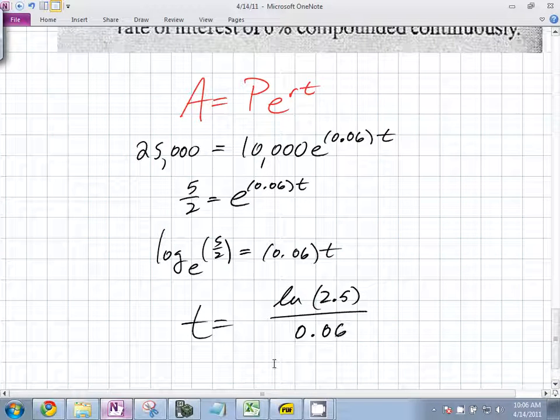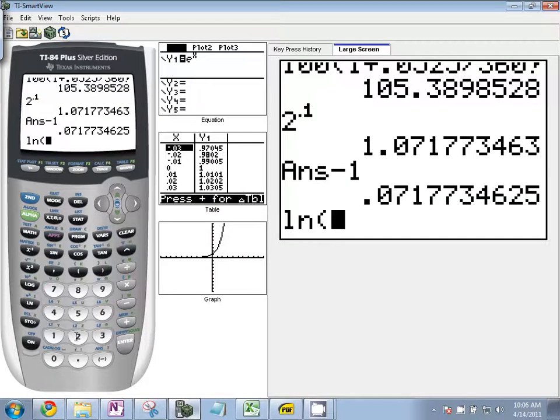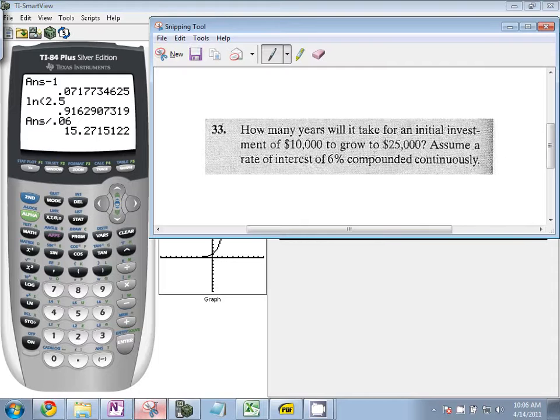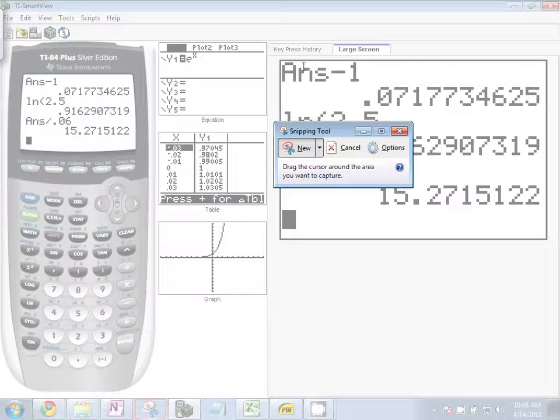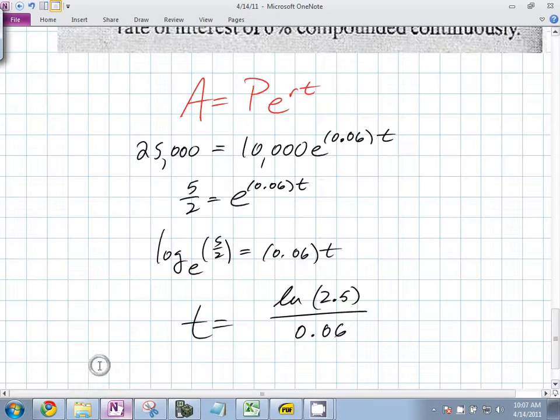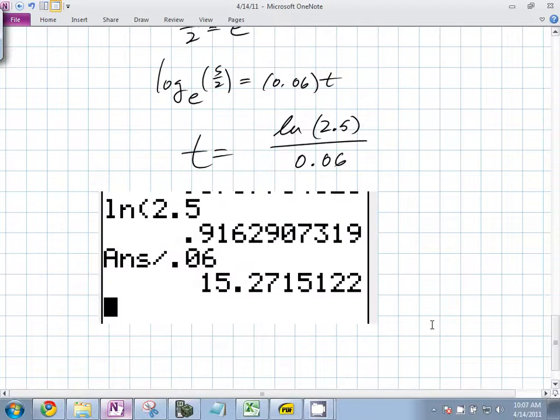And if you do this out, you get ln of 2.5, enter, divided by 0.06, about 15 years. So if you have an annual interest rate of 6% compounded continuously, it'll take you 15.27 years to get from $10,000 to $25,000.